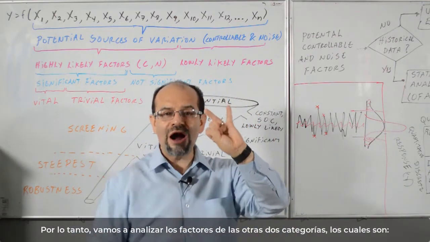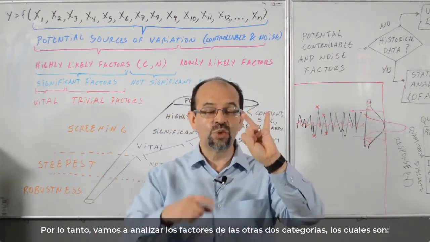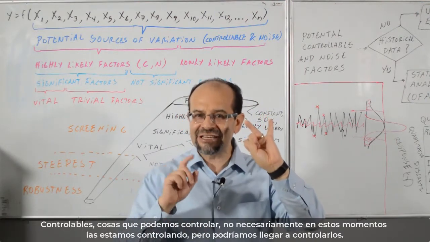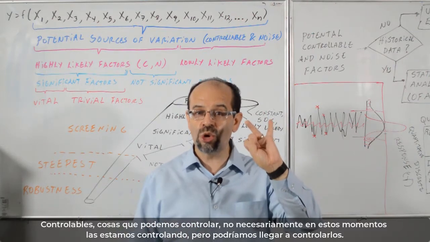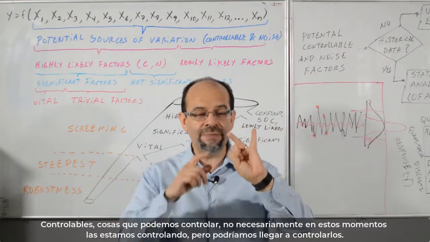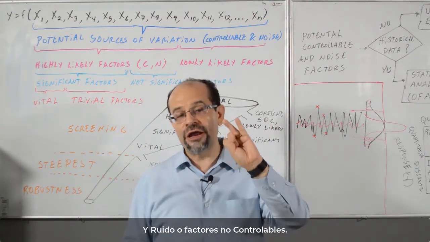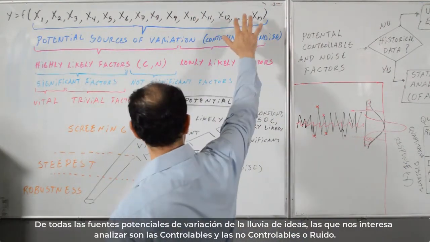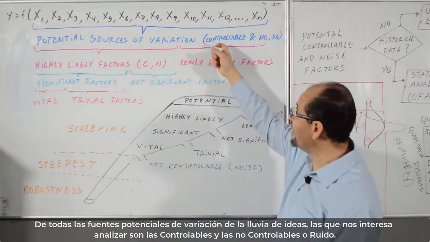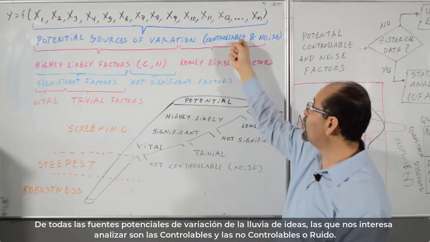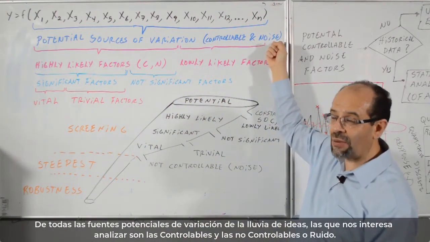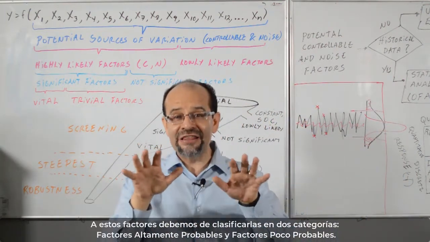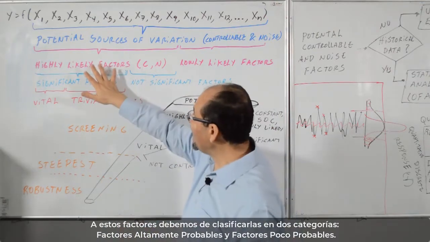The other two are the ones that we are going to analyze, which are controllable, things that we can control. Not necessarily are we controlling those right now, but we could control them. And noise, or non-controllable factors. So, of all these potential sources of variation, the ones that we are interested in analyzing are the controllable and the non-controllable or noise.